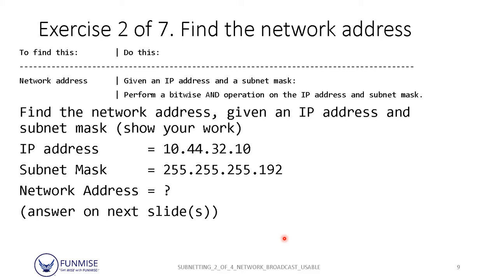Exercise 2 of 7, find the network address. So, in order to find the network address, you need to be given an IP address and a subnet mask. And you will perform a bitwise AND operation on the IP address and the subnet mask. So, in this case, we're given this information, the IP address and a subnet mask.